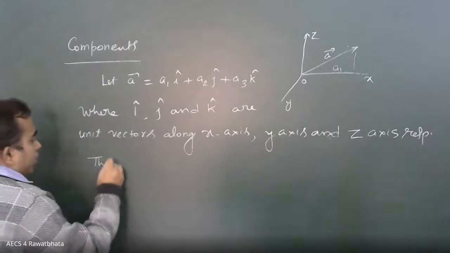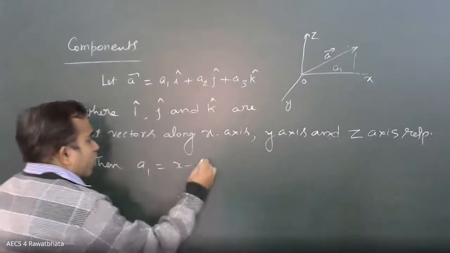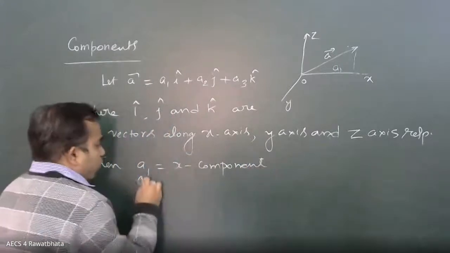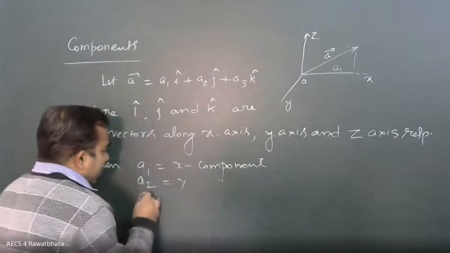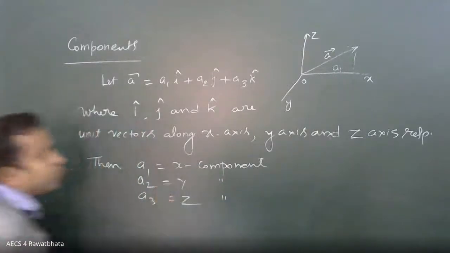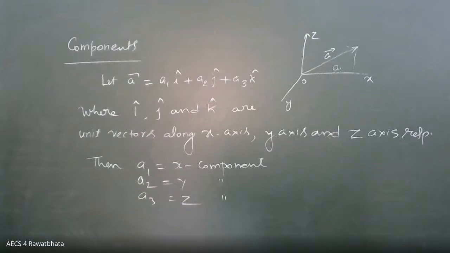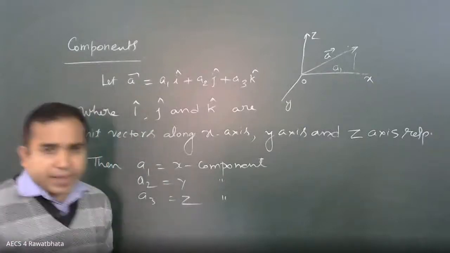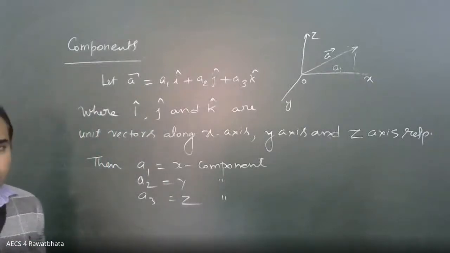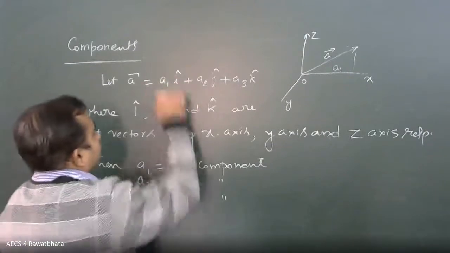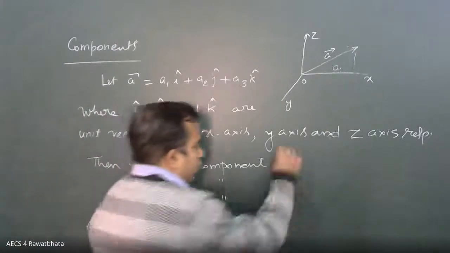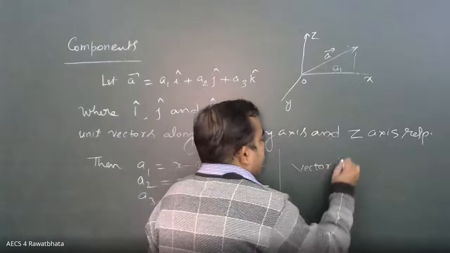Then A1 is called the x component, A2 is called the y component, and A3 is called the z component. Correct? They are called scalar components along the x-axis, y-axis, or z-axis. But if you take A1i, then that is called the vector component along the x-axis.